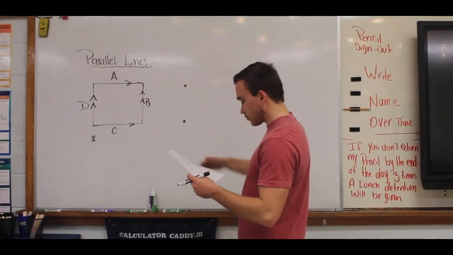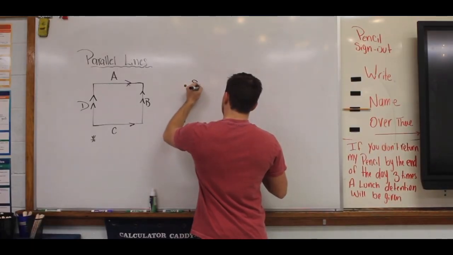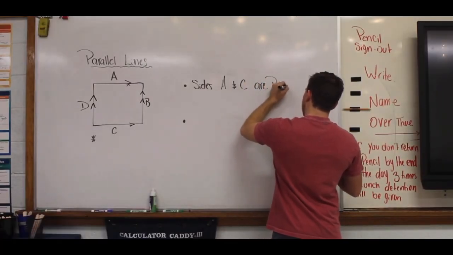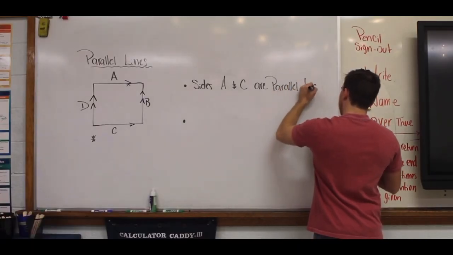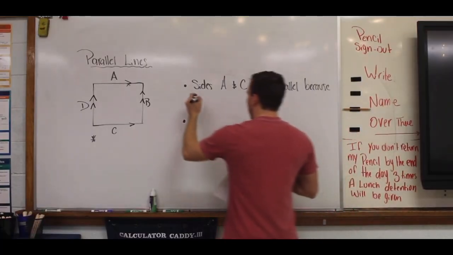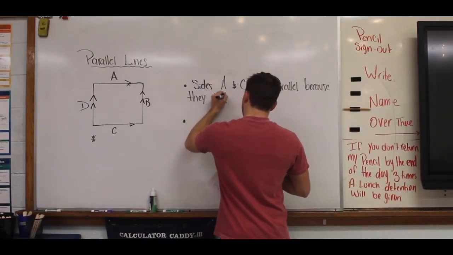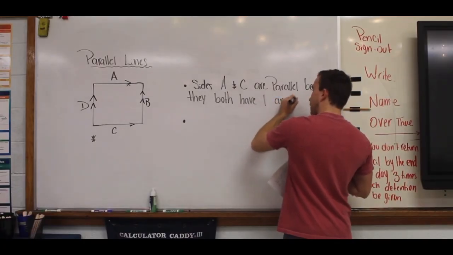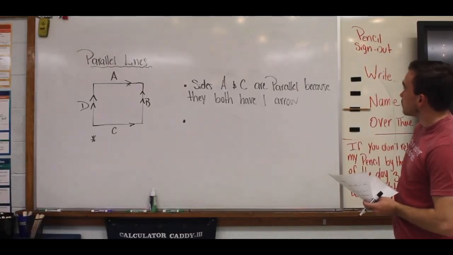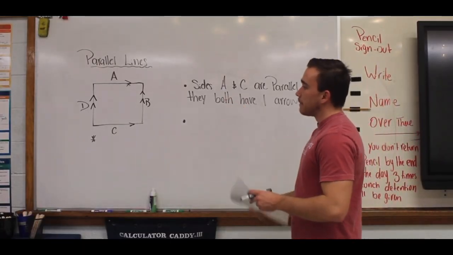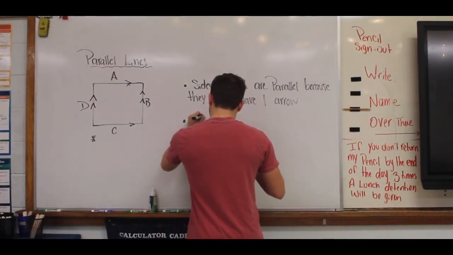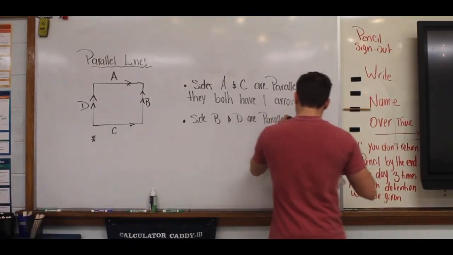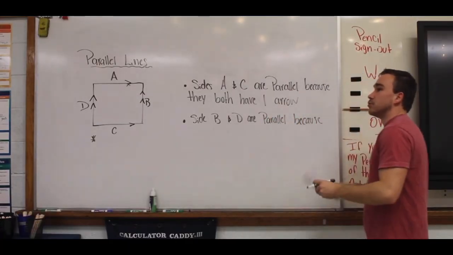Alright, so let's write that out. Sides A and C are parallel because they both have one arrow. And we can say the same thing for sides B and D, but they both have two arrows. So sides B and D are parallel because they both have two arrows.